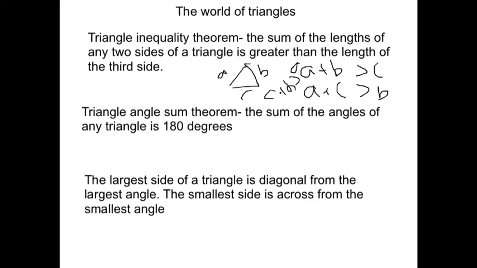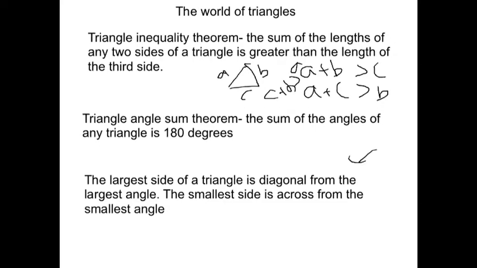Okay, so any two sides of the triangle, that when you add them together, would have to be bigger than that third side. And then the triangle angle sum theorem basically says that the sum of the three angles of a triangle has to equal 180 degrees, which may not be new for a lot of you, because I hope that somewhere in your past you have recognized that a triangle has angles that sum or add up to 180 degrees.